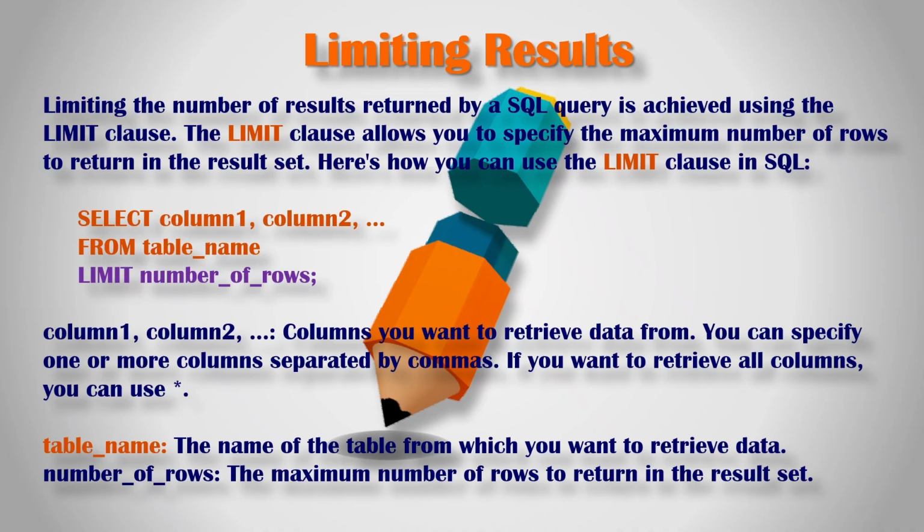SELECT column1, column2, ... FROM table_name LIMIT number_of_rows. Column1, column2, ... are the columns you want to retrieve data from. You can specify one or more columns separated by commas. If you want to retrieve all columns, you can use star. Table_name is the name of the table from which you want to retrieve data. Number_of_rows is the maximum number of rows to return in the result set.